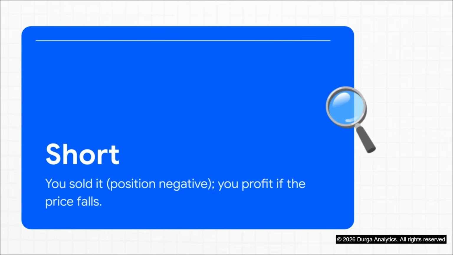Conversely, we have short. Now, I know this concept can sometimes confuse newcomers, but on a trading desk, it is a completely routine, everyday transaction. Being short introduces a negative integer position. It means you sold something you don't currently own with a promise to deliver it later. You profit when the price falls because you can buy it back cheaper than you originally sold it for. That fundamental asymmetry is exactly why the position sign is negative.